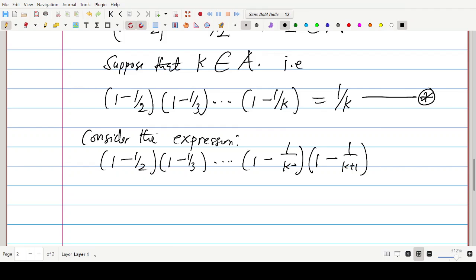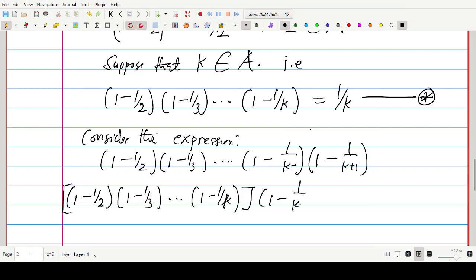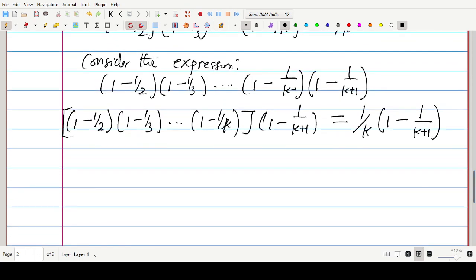So on multiplying both sides of star by 1 minus 1 over k plus 1, we have the following. We have (1 minus 1 over 2) multiplied by (1 minus 1 over 3) until you get to (1 minus 1 over k). Then multiply this by (1 minus 1 over k plus 1). That was what I said initially. And that is equal to, since we are multiplying both sides, we apply it to the other side also, 1 over k times (1 minus 1 over k plus 1). Can you see that? All right.